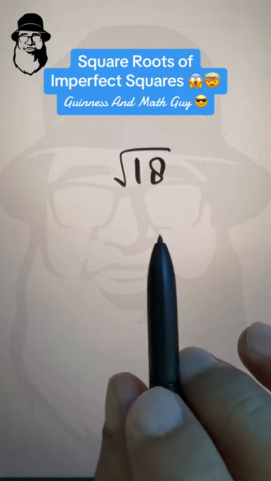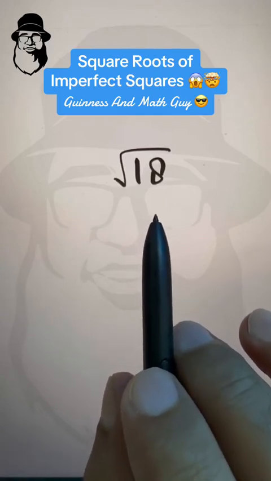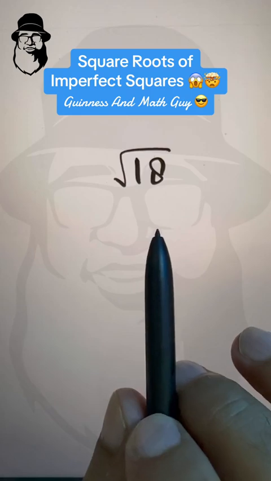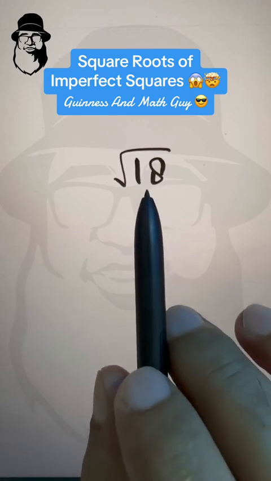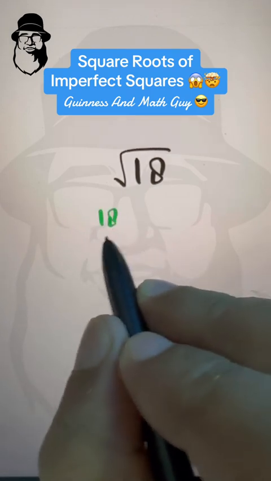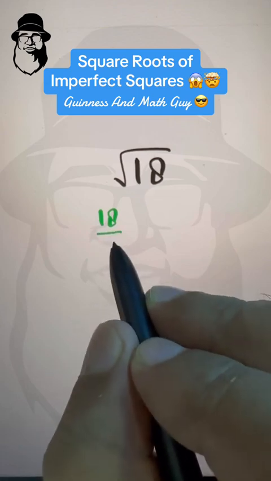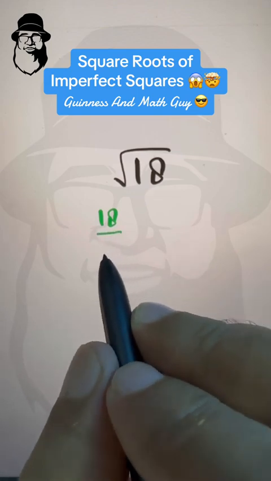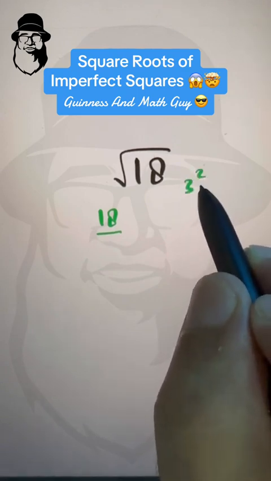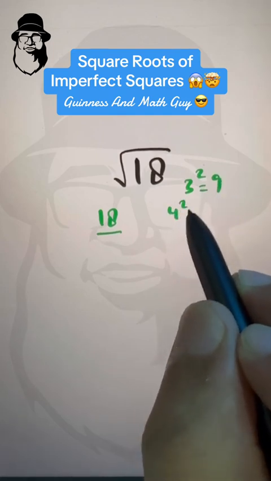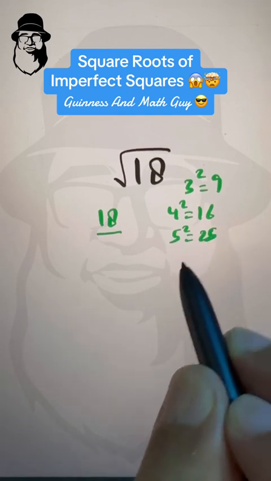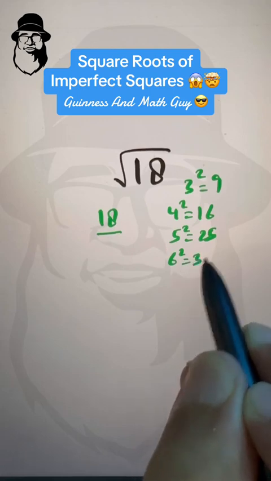In this video, I'll tell you how to get an approximate answer of the square roots of numbers that are not perfect squares. So the first step is just take this number out and write it in the numerator and divide it by the square root of the nearest perfect square. Like 3 squared is 9, 4 squared is 16, 5 squared is 25, and 6 squared is 36.